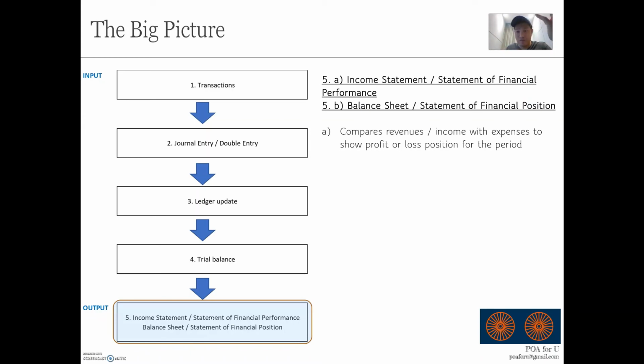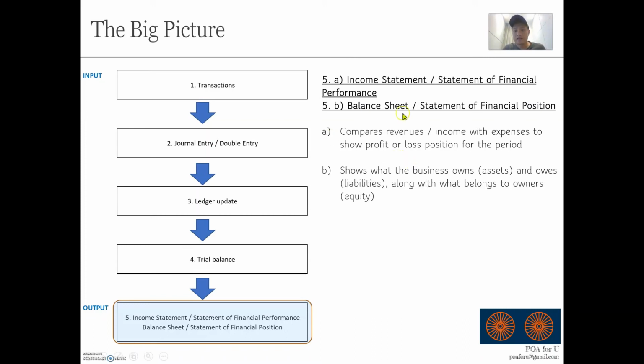If you have less revenues and income versus your expenses, then you make a loss. So that's as simple as that. The statement of financial position, or the balance sheet, is a display of your assets, your liabilities, and your equity. So it's basically what the business owns and owes, right?